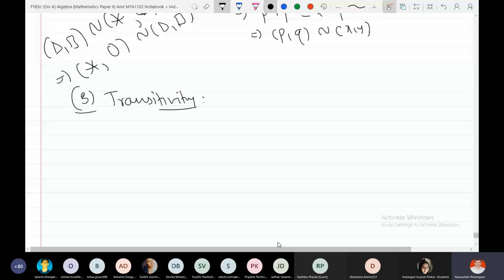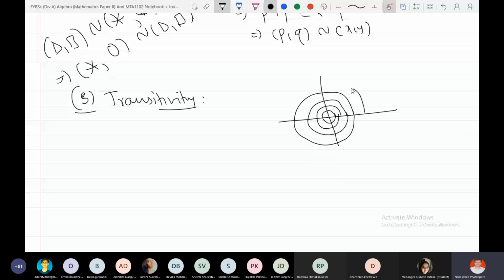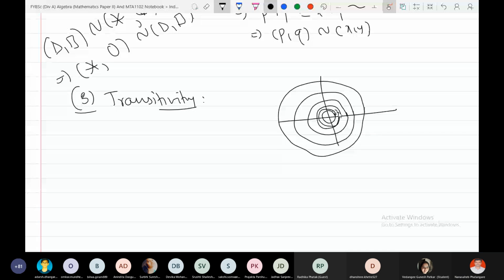That is clear. And if you see this, what are the equivalence classes? All possible circles with center at origin. Right, all possible circles. These are all equivalence classes. So how many circles? Infinitely many. Suppose you look at this small circle. Immediately after there is one more small circle. After that there is a circle. So that means this entire plane is filled by circles.